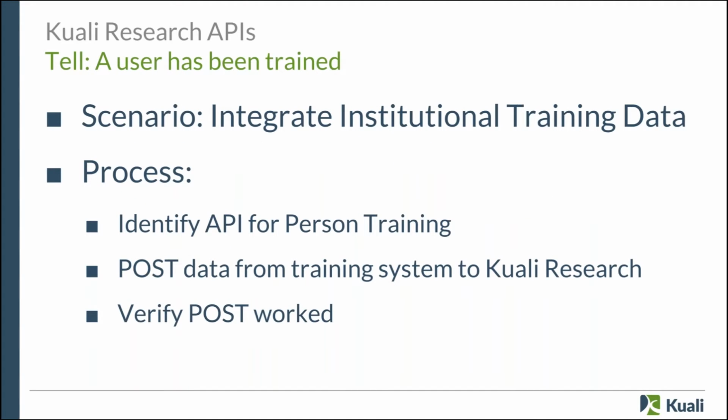So first of all, how do we use these APIs to integrate institutional training data into Kuali Research? It's a fairly straightforward process, and we'll work through a demonstration of this as well. So the process is to identify the API that we want to use for person training. We want to use those web verbs to post and put data from an external system into Kuali Research, and then we're going to verify that the post worked. So let me just walk through that for you guys real quick.